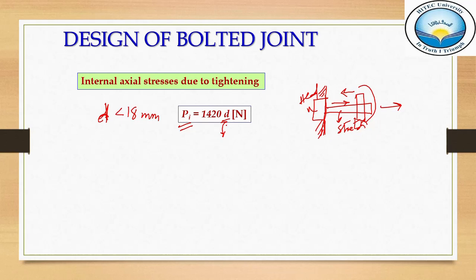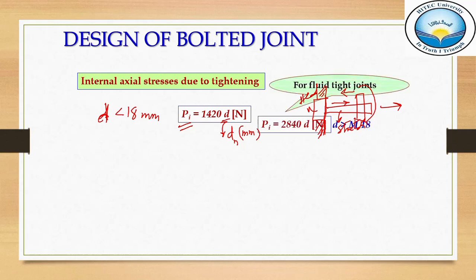Where D is the nominal diameter, we could generally call it dn, the nominal diameter, or just D, it's the same thing, and this must be in mm. This is what you have to remember. If you put this in a different unit, this will be wrong. So whenever you are trying to find the internal load due to tightening in fluid tight joints where D is less than 18 mm, you use Pi equals 1420 D, and the unit is Newton. Whereas in the case of fluid tight joints, if D is greater than M18 or 18 mm, you use 284.